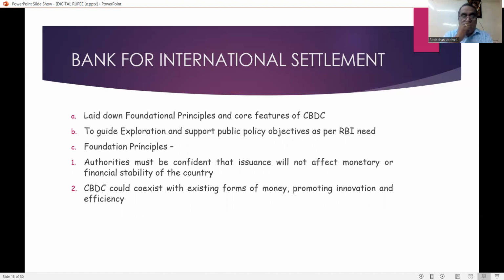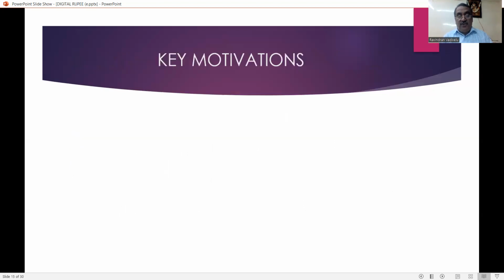To guide exploration and support public policy objectives, the RBI has laid down foundation principles. What are the foundation principles? Authorities must be confident that the issuance will not affect the monetary or financial stability of the country. Because by issuing the digital rupee, it should not affect the financial stability of the country. And CBDC could coexist with the existing forms of money, promoting innovation and efficiency. That is, CBDC, the central bank digital currency, runs parallel to the existing forms of money.